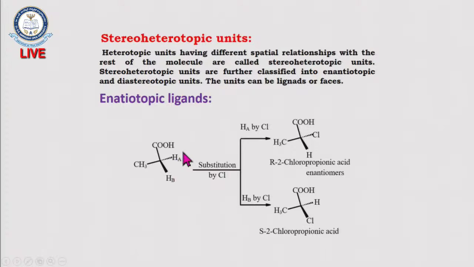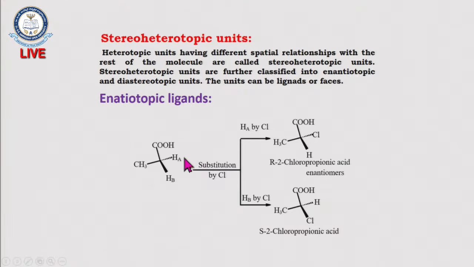So in the enantiotopic ligands, here also we will follow the two criteria, the symmetry criteria and the substitution criteria. Here also we get four groups on the central carbon atom, but the relationship of the two hydrogens is whether it is homotopic or heterotopic. So we are going to find out whether these HA and HB hydrogens in this particular compound, propionic acid, are homotopic or heterotopic here.